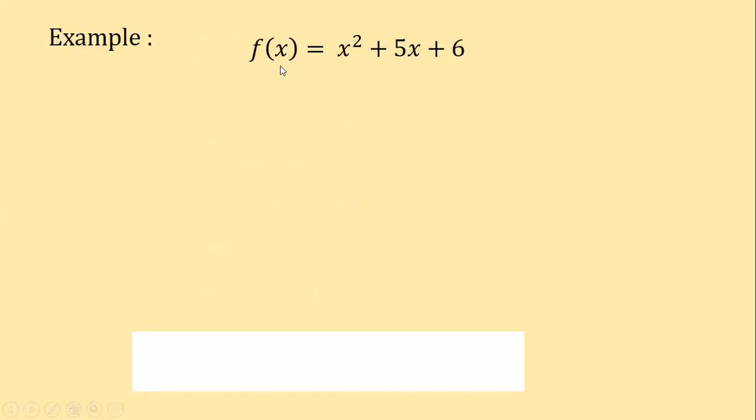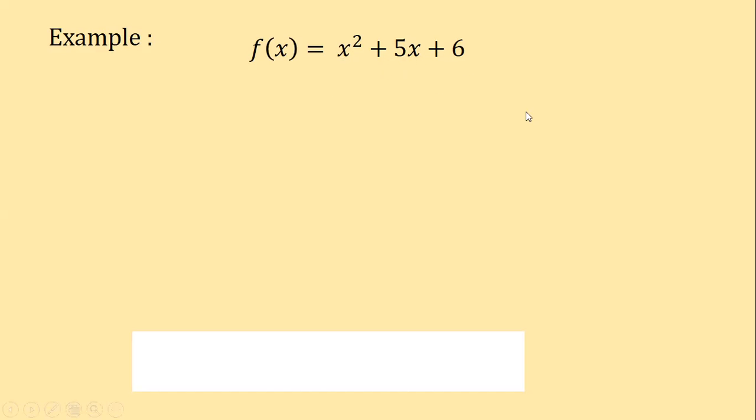Another example, f of x is equal to x square plus 5x plus 6. So what is this here? It is a quadratic polynomial with 3 terms. In the previous example, there were only 2 terms, so it was easy to split it in the form of a square minus b square. Yes or not? But here it is not possible in such a way. Then how can you write this? It is a quadratic polynomial.